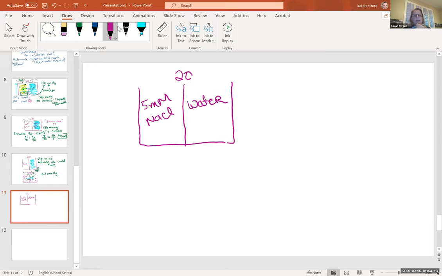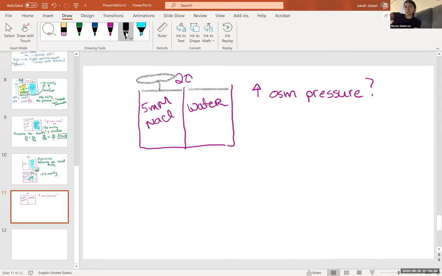I'm going to ask you which side has the highest osmotic pressure. Which side is it? The left. The highest osmotic pressure is the side that has the most particles. Remember, particles suck. They pull water to them. And that means as the water moves towards that side, you have to apply pressure. So which side would you have to apply your pressure to stop the water movement? On the left. So the highest osmotic pressure in this example would be on the left.